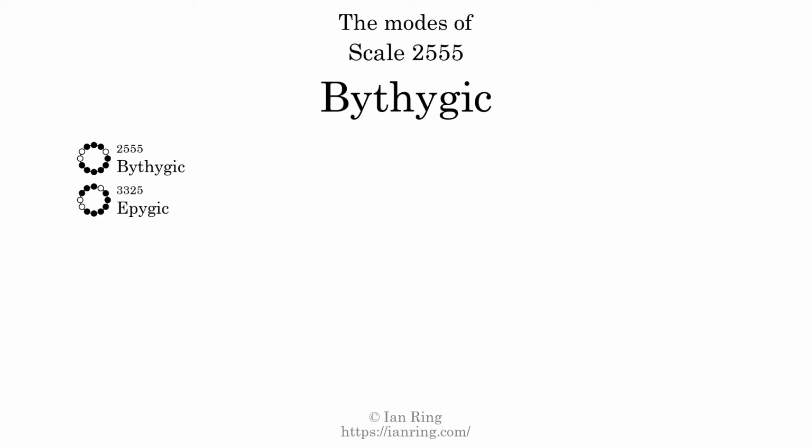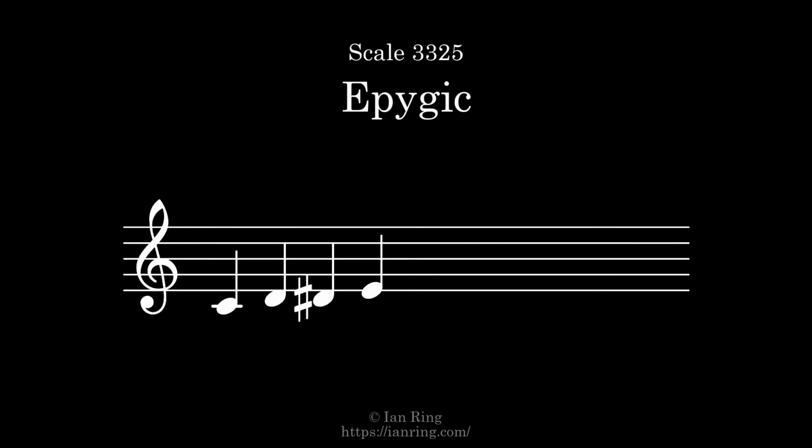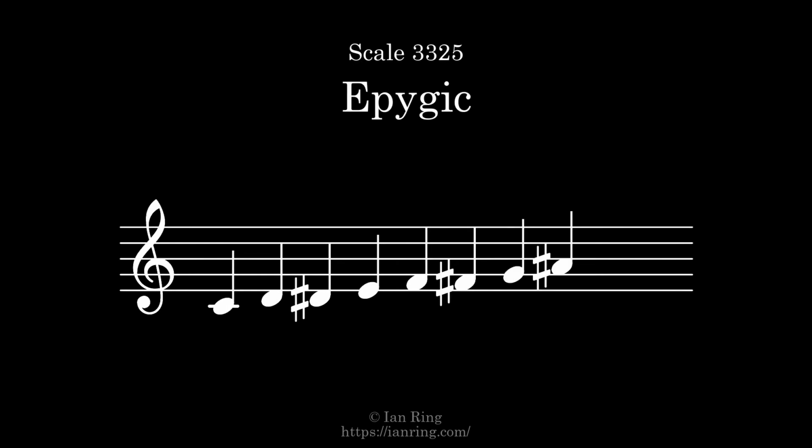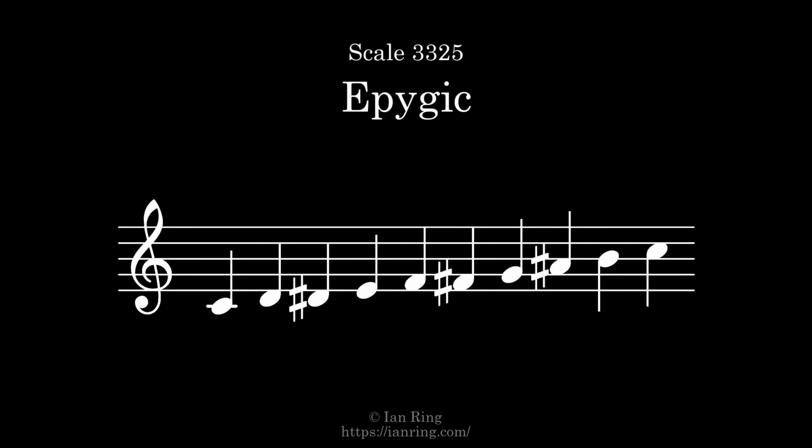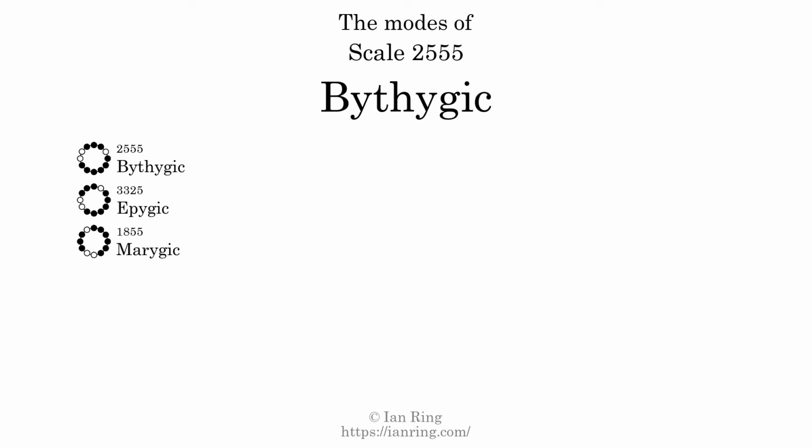The second mode is scale 3325, also known as Bythygic. It sounds like this. The third mode is scale 1855, also known as Bythygic. It sounds like this.